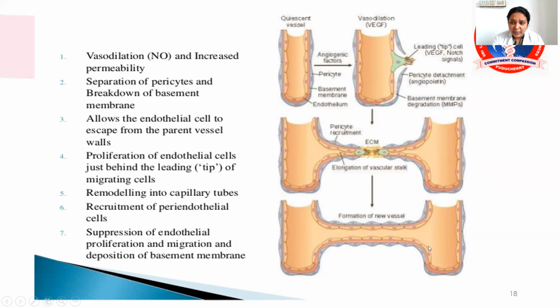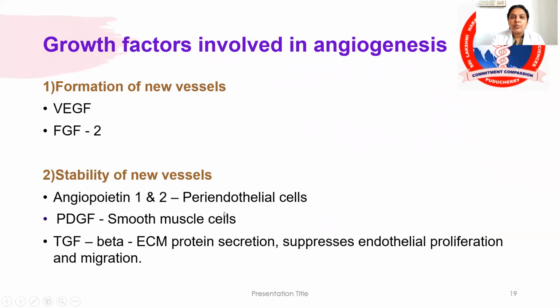Once there is a formation of a complete new blood vessel, then there will be suppression of the endothelial proliferation and migration along with deposition of basement membrane. What are the growth factors involved in angiogenesis? Formation of new vessels is by vascular endothelial growth factor and fibroblast growth factor 2.